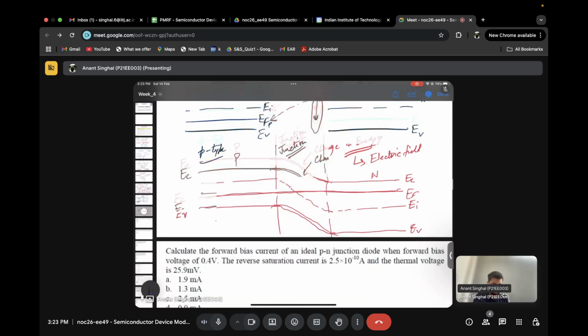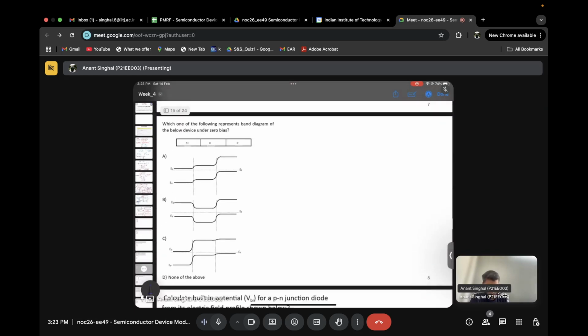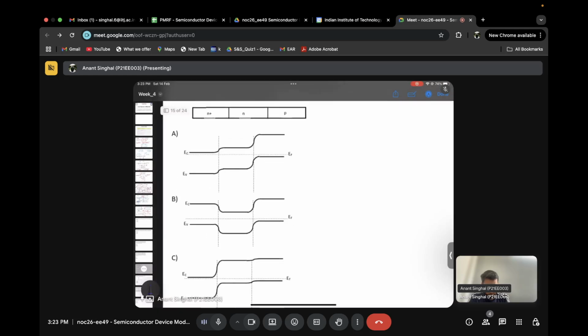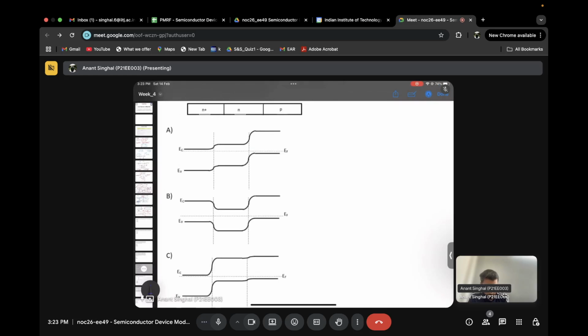So if you have understood that the band bending will happen like this, can you tell which band diagram is correct out of these? Let's say, okay, so this is N plus, I hope it is visible. This is N and this is P. So maybe you can take 1 or 2 minutes and type your answers in the chat box. Think about how the band will go down or up for the N plus, N, or P.